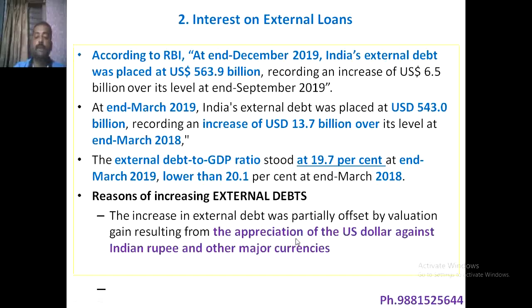Because of this appreciation, what happened? It offset the valuation. Offset means that amount goes out, that Indian rupees go out. So that is called an offset. Similarly, there is appreciation of major currencies like the US dollar, British pound, euro, Australian dollar, Singapore dollar, and yen. These are the major currencies, and if there is an increase in their value, it results in an increase in external debt.